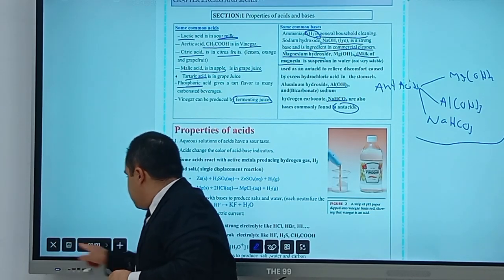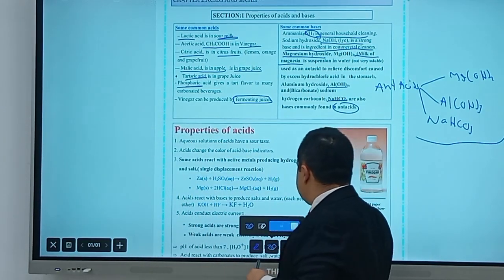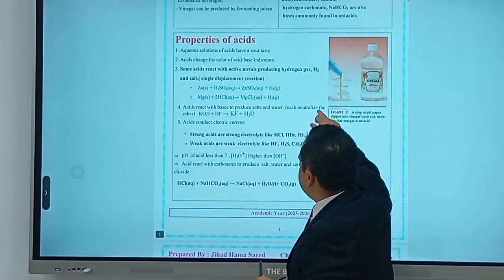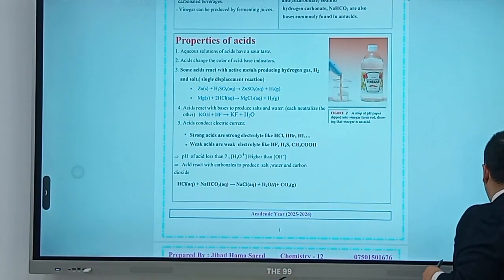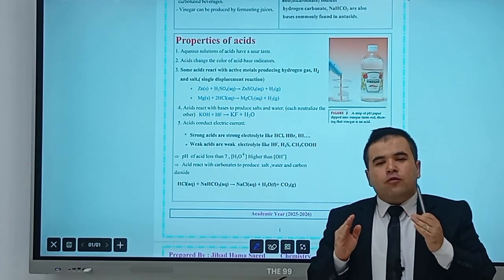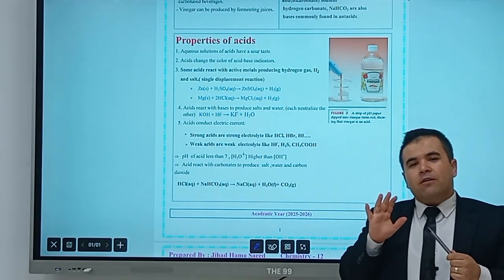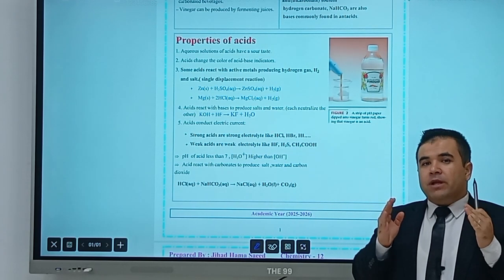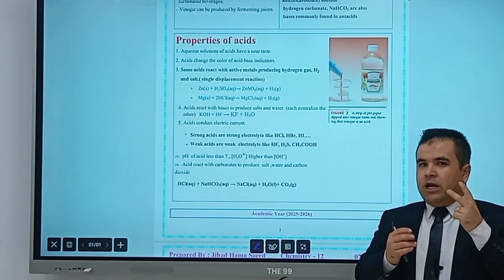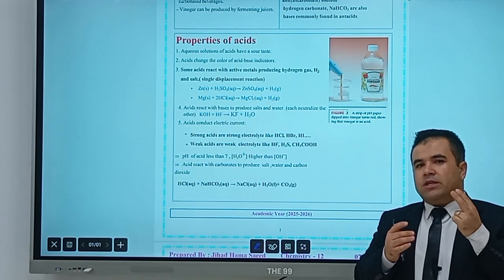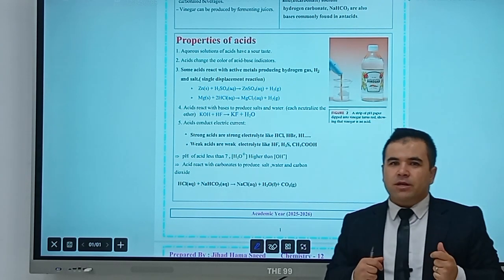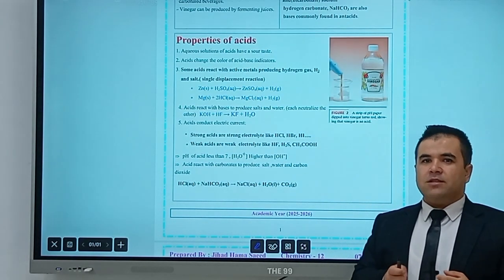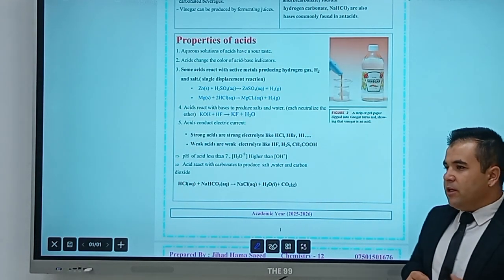Guys, let us talk about the properties of the acids. We have got some of the properties of acids and bases. We'll be talking about them in detail. But each of them has five properties. Two of those properties are not in common between the acids and bases, but three of those properties are common between the acids and bases. We'll be talking about them in detail.